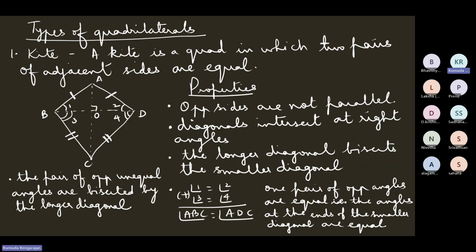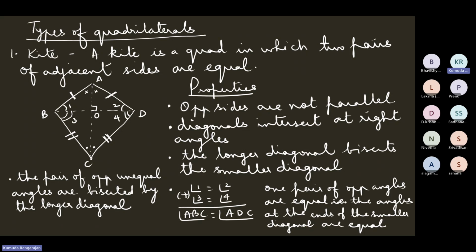So we said one pair of opposite angles are equal. So which is that pair? The angles at the ends of the smaller diagonal are equal. Now we have the other pair of opposite angles, right? The other pair of opposite unequal angles, because one pair of opposite angles are equal. The other pair of opposite angles are unequal. That other pair of opposite unequal angles, they are bisected by the longer diagonal, meaning this angle is equal to this angle, and this angle is equal to this angle. They are bisected.